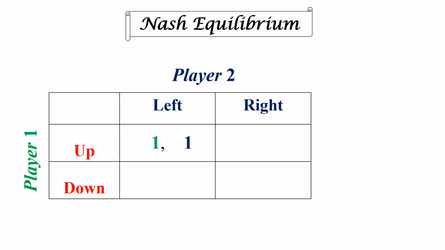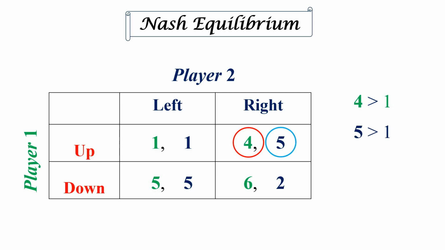Consider another game, where the green colored numerical digits show the payoffs for player 1, as before, and the blue color payoffs are for player 2. Given this example, if player 1 wants to play up, then he is going to play 4, and given the strategies for player 1, player 2 is going to play 5 because 5 is greater than 1. So up and right constitutes a Nash equilibrium.